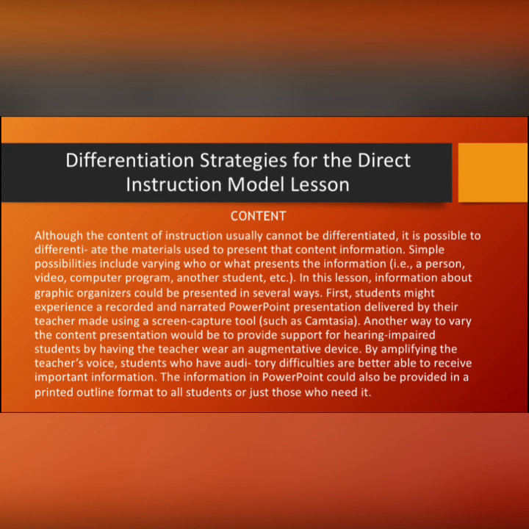Another way to vary the content presentation would be to provide support for hearing impaired students by having the teacher wear an augmentative device. By amplifying the teacher's voice, students who have auditory difficulties are better able to receive important information. The information in the PowerPoint could also be provided in a printed outline format to all students or just those who need it.